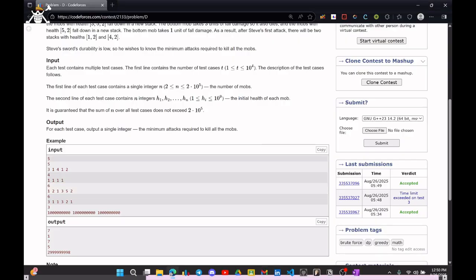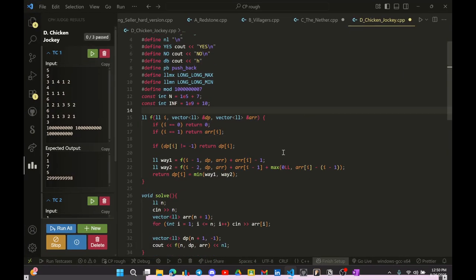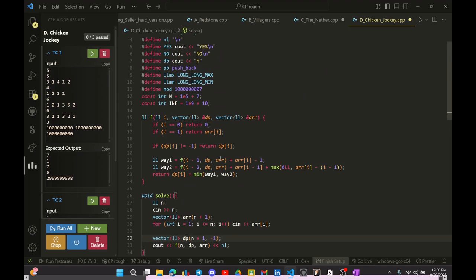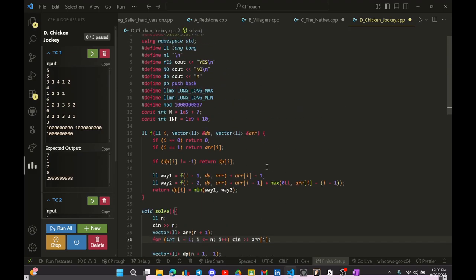Let's see the code part now. First of all, I have just taken the array as input. Then in the DP, these are one based indexing. If I is equal to 0, I am returning 0, the base case. Then if the mob is the first element, like the bottom element, I will just directly kill it. There are no elements below it, so I will have to directly kill it. So I'm returning the health value of the first element.